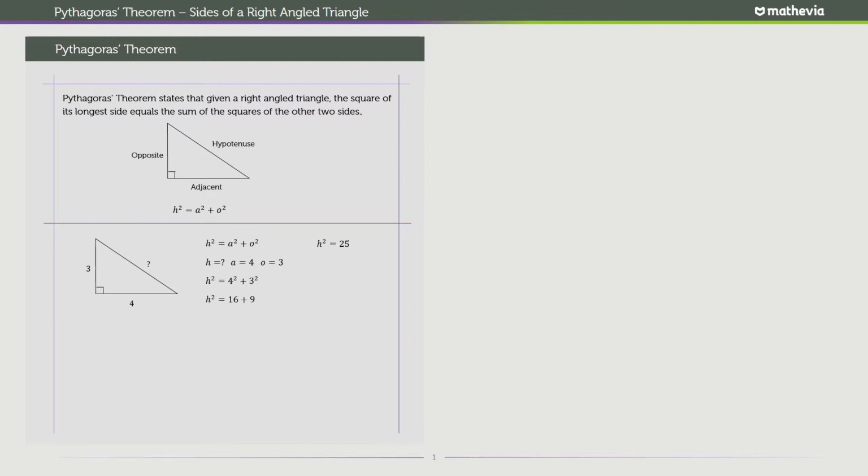Then 16 plus 9 is 25, so h squared is 25, and if h squared is 25, that is h times h would give you 25, then h would equal the square root of 25. So we have that h equals root 25, so h equals 5. And that's it. Pythagoras' theorem, pretty much all there is to it.